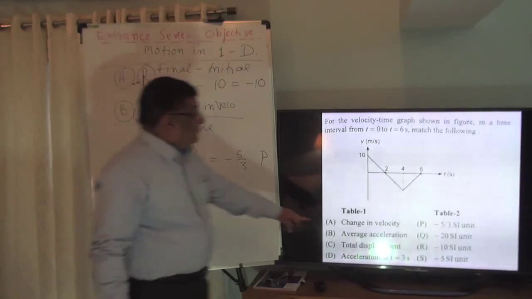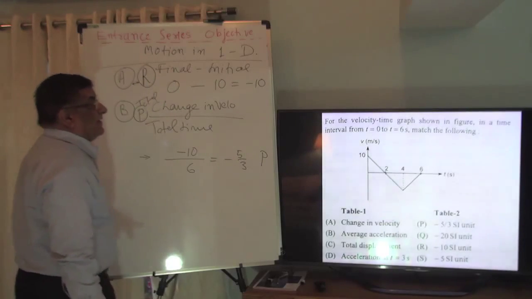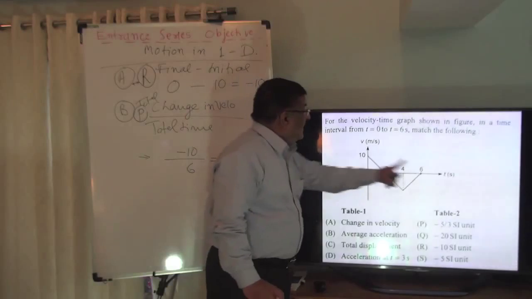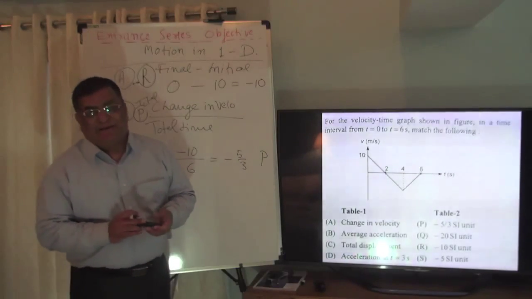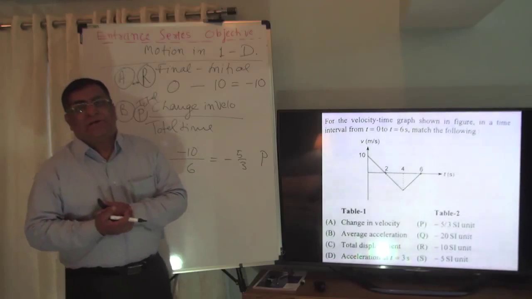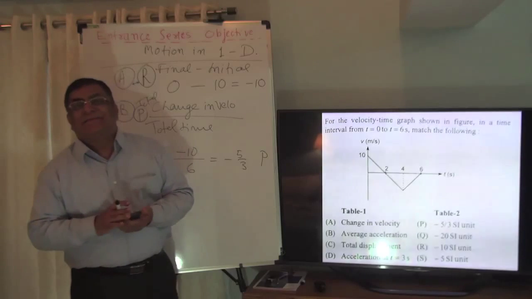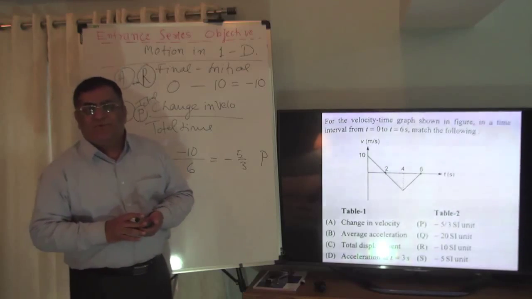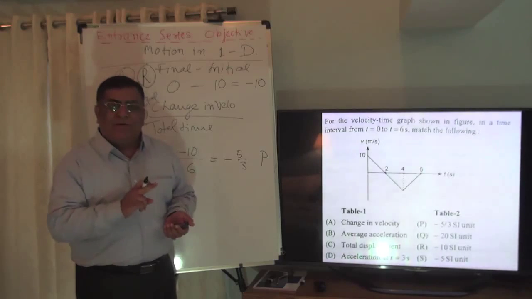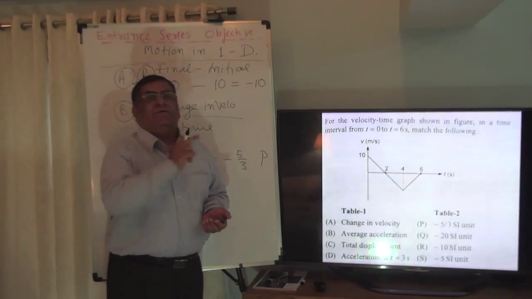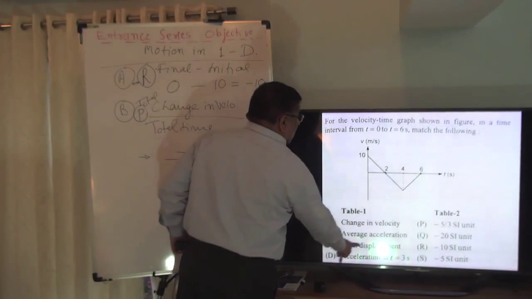Now third, total displacement. Displacement is again in VT graph. This is V, this is T. In VT graph, the area gives the displacement. And here we will calculate area, because we are calculating displacement. It will be affected by the sign also. We have to see the sign of velocity, that will give velocity into time, that will give sign to the displacement. Now we have to calculate total displacement.